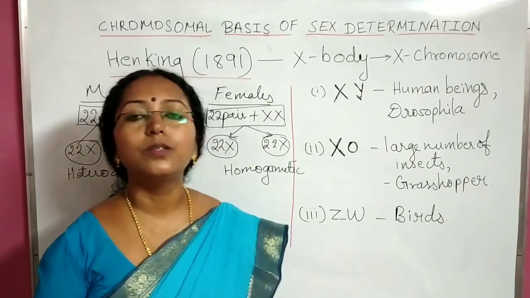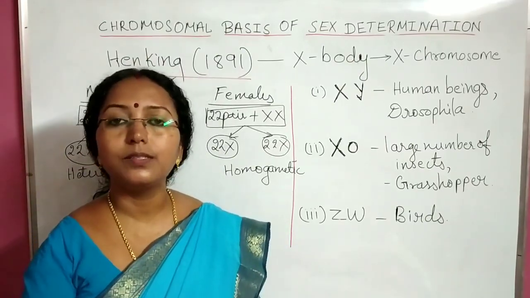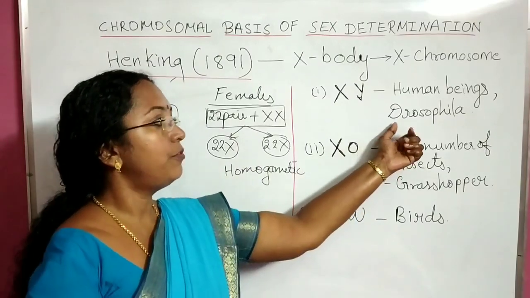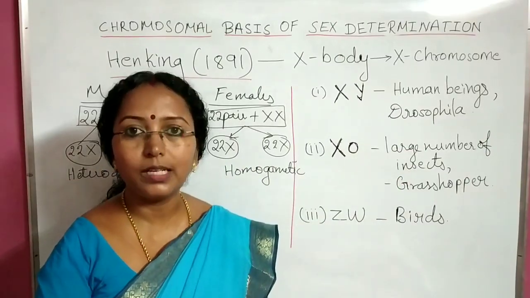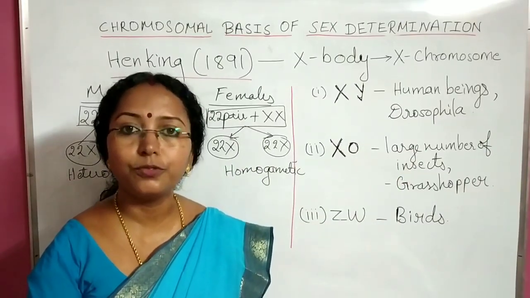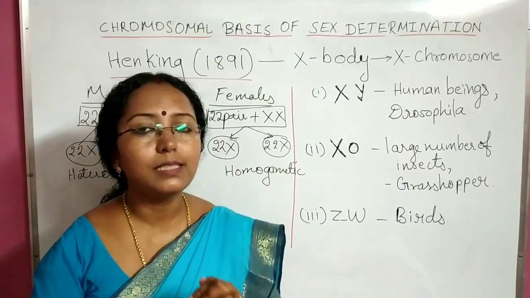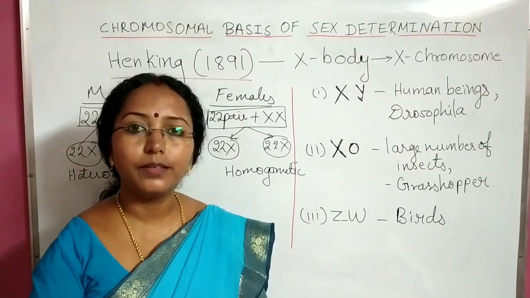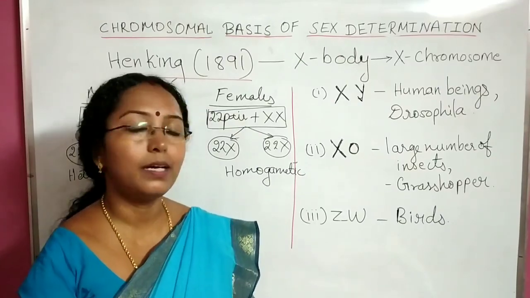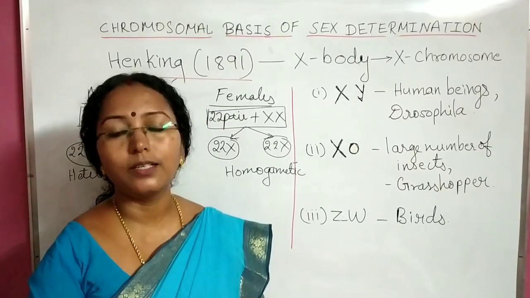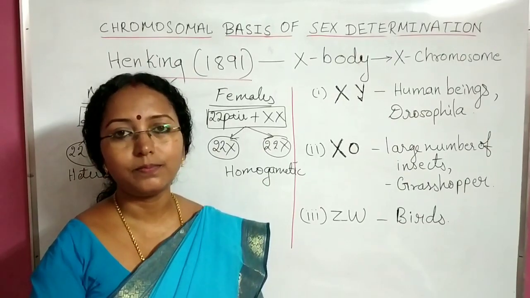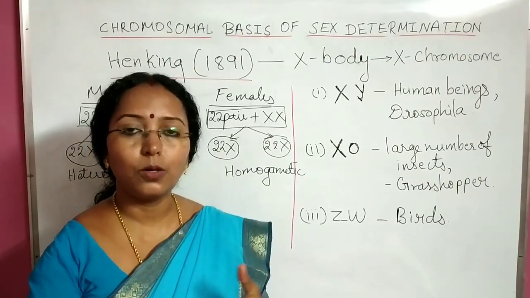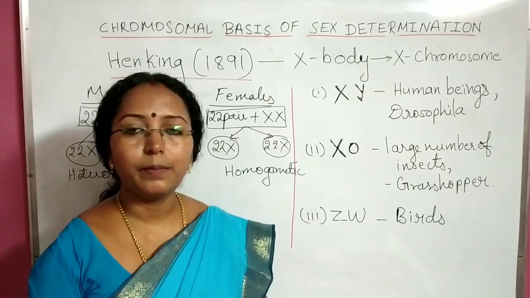Those who had watched my previous videos will be very familiar with this Drosophila melanogaster fruit fly, which formed the basis for the formation of the chromosomal theory of inheritance put forward by T.H. Morgan and his colleagues.